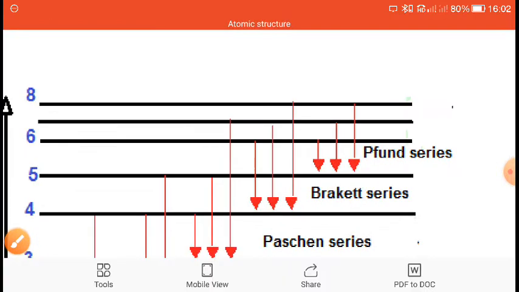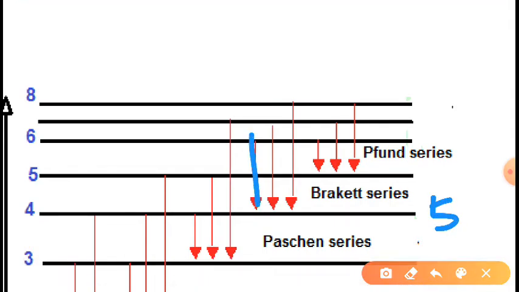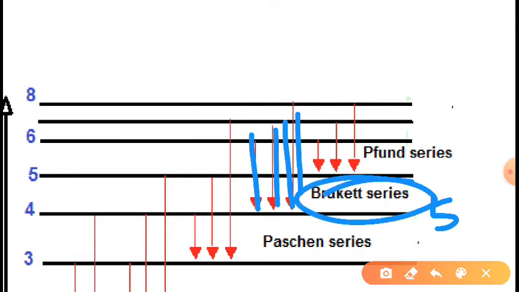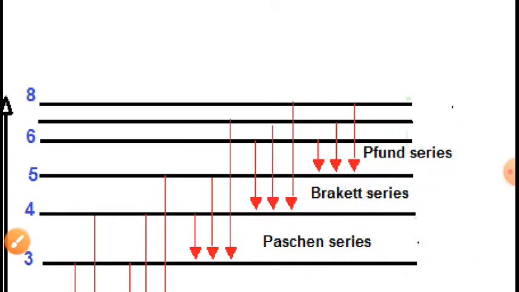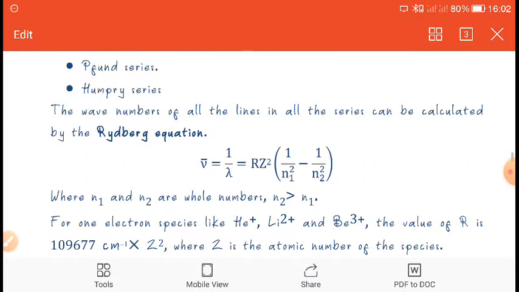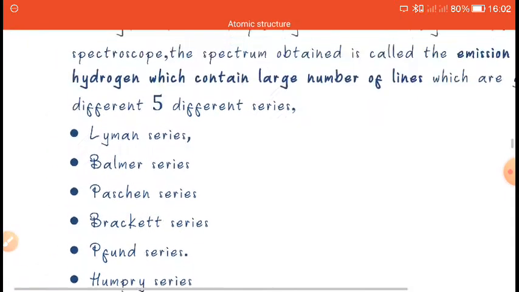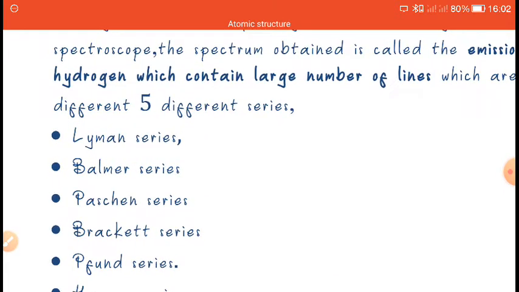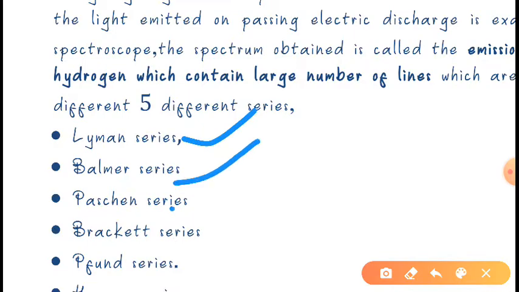And now suppose it is jumping to this, which is the fifth excited state, right? If it is jumping to the fifth excited state, it is the Brackett series. Now if it is jumping to the sixth, then it is called the Pfund series. I hope you have understood the meaning of the Lyman series, Paschen series, Balmer series, and Pfund series.